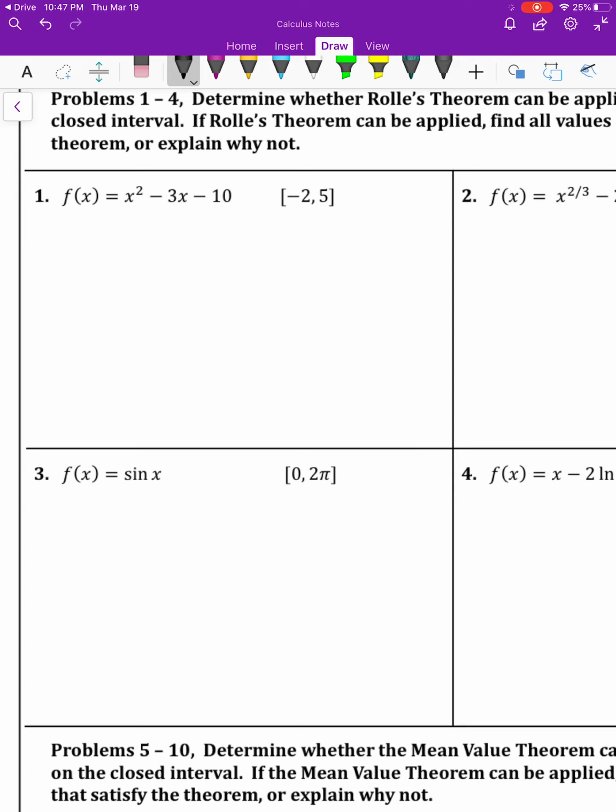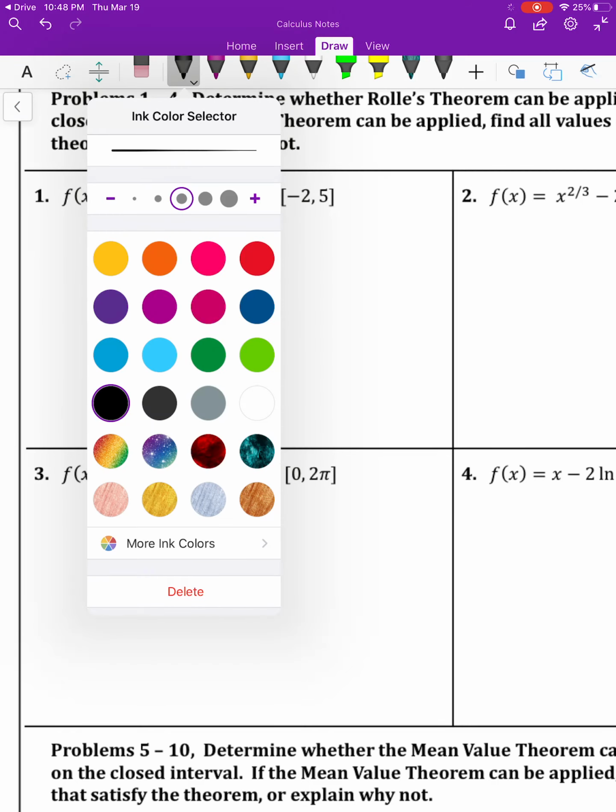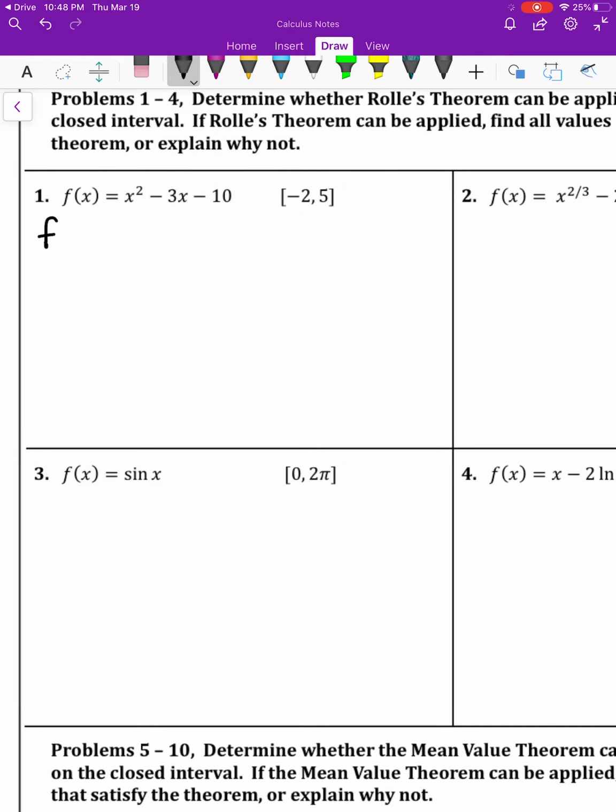The first thing you need to check is that you have a continuous function on the closed interval [-2, 5] and differentiable on the open interval (-2, 5). And since this is a polynomial function, we know it's continuous for all x values and differentiable for all x values. So the next thing we need to check is that f of -2 equals f of 5.